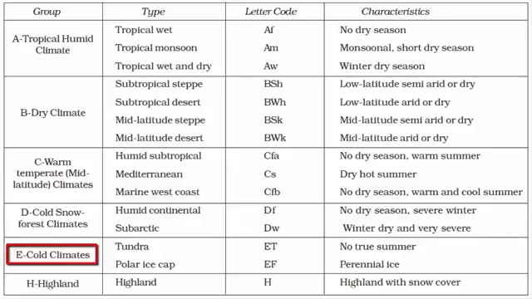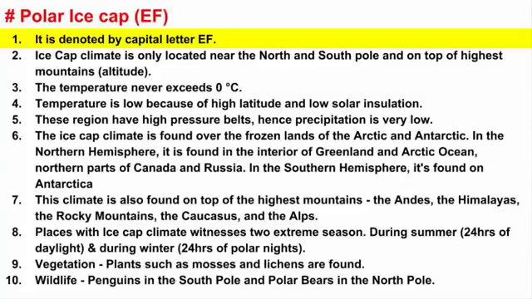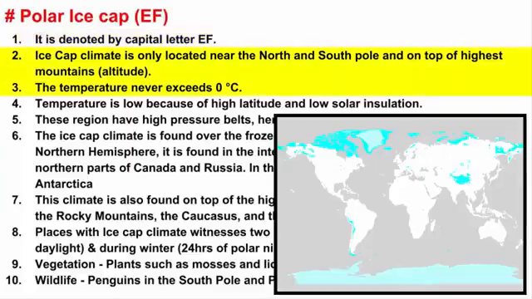In this video, we will learn about ice cap climate. It is denoted by capital letter EF. Capital letter E denotes the entire group, which is cold polar climate, and F is for ice caps, which is a subtype under polar climate. Now, ice cap climate is only located near the poles.